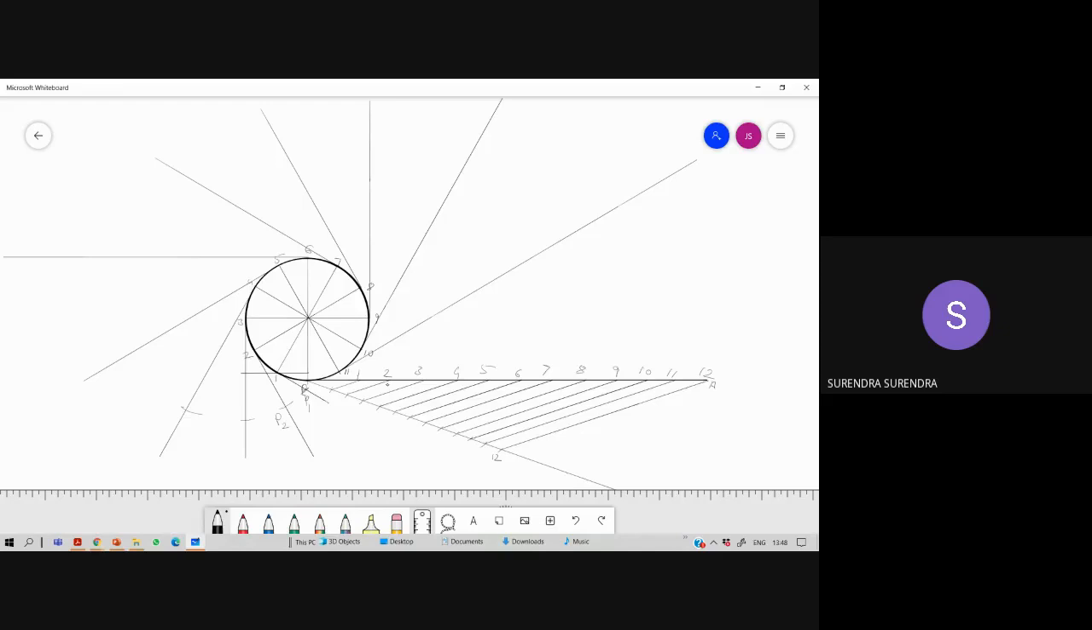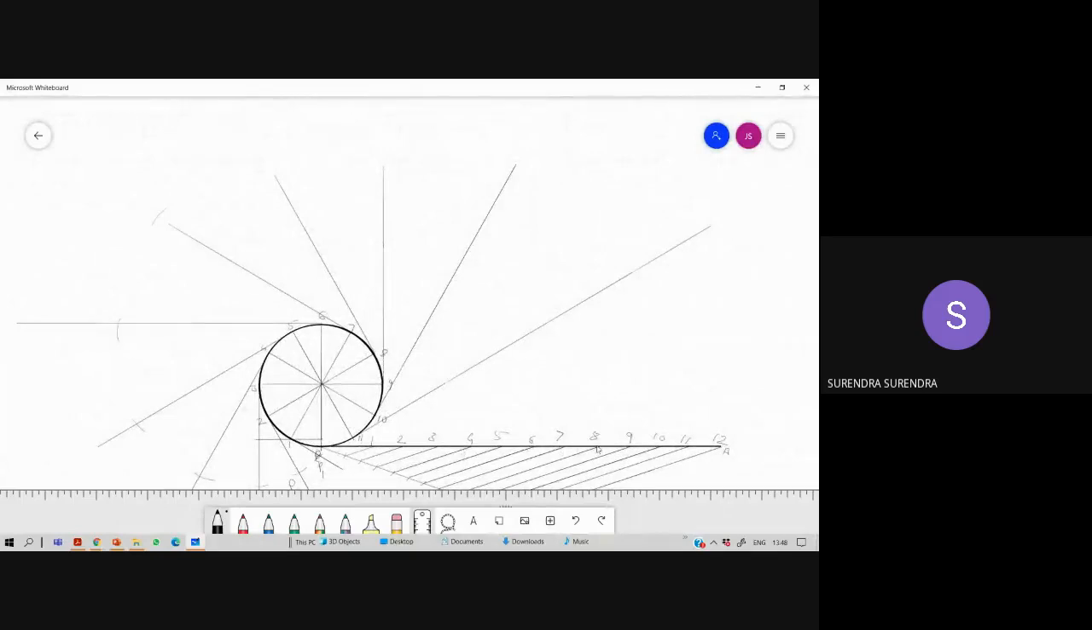Next, with the distance P to 5, 5 as center, arc on the fifth tangent. Next, P to 6, 6 as center, arc on the sixth tangent. So repeat this process up to the last tangent. So P to 7, measure the distance from P to 7. 7 as center, draw an arc on the seventh tangent. Even if you draw the shorter one, no need to worry. Later on you can extend the tangents. Next, measure the distance from P to 8. 8 as center, draw an arc on the eighth tangent.